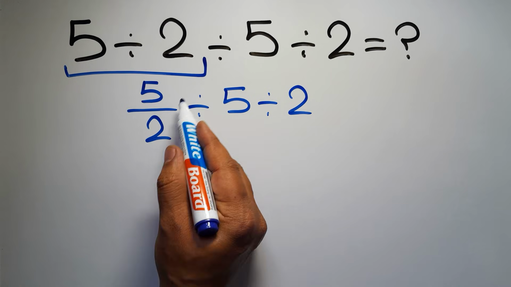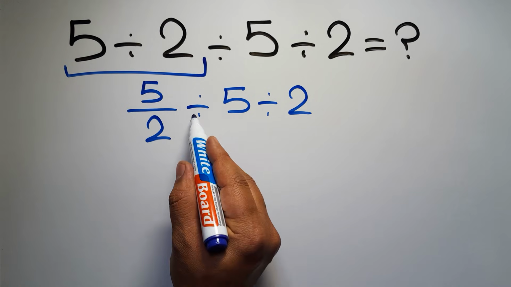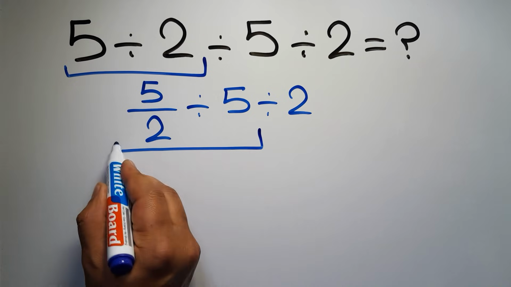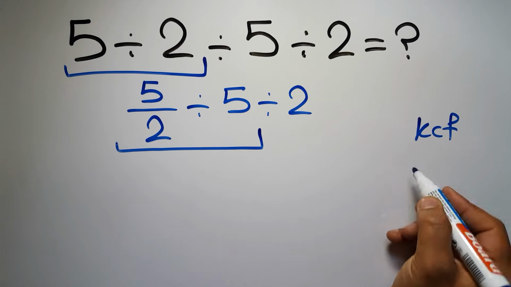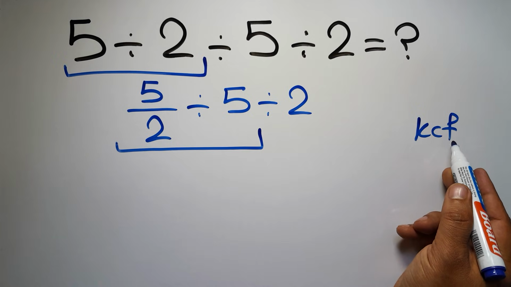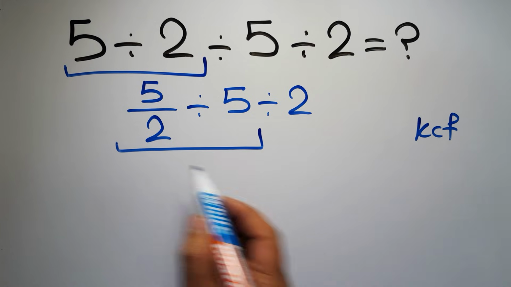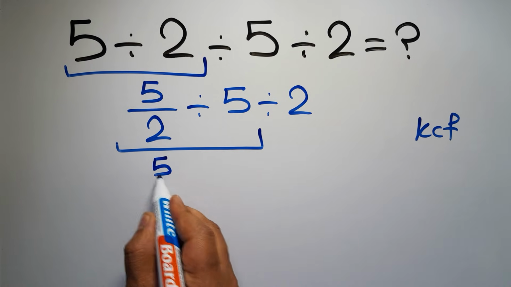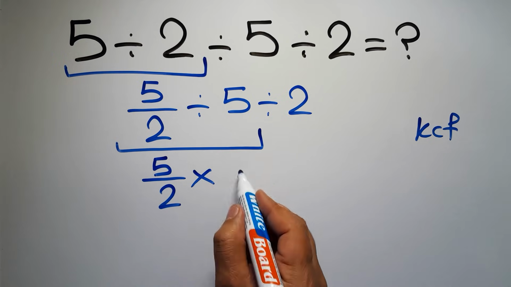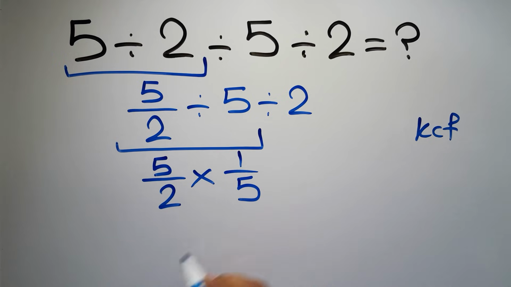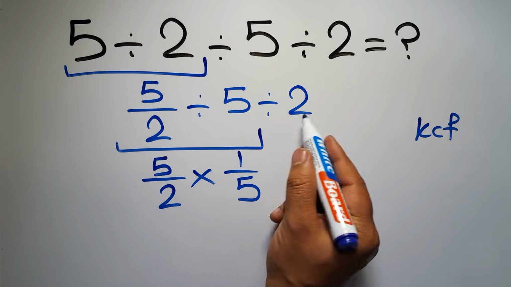Now we have to do this division. 5 over 2, then divided by 5. According to the KCF rule, K stands for keep, C stands for change, and F stands for flip. We can write keep the first fraction, change division to multiplication, and flip the second fraction. Okay? Then divided by 2.